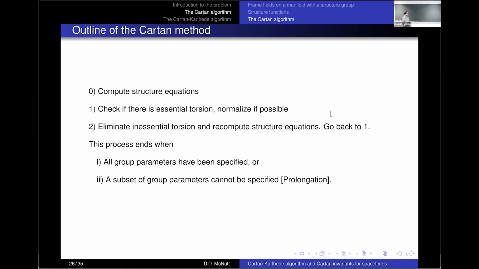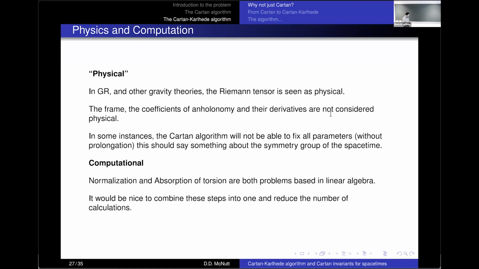I debated talking about prolongation, but I think I've been vindicated now. I don't have time, so I will go on a little bit. I'll show an example, but this second case is very interesting, perhaps the most interesting for me. But that can happen where you don't have enough essential invariants to specify all your group parameters. Cartan, of course, thought about this and found a resolution, but we'll come back to that.